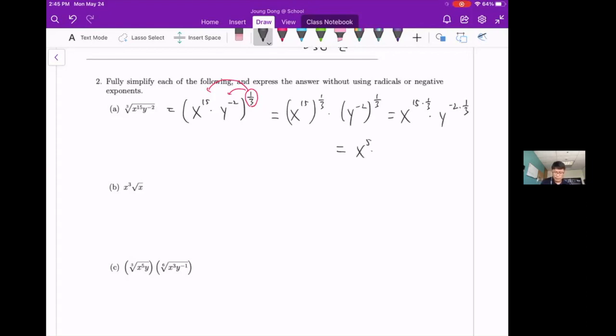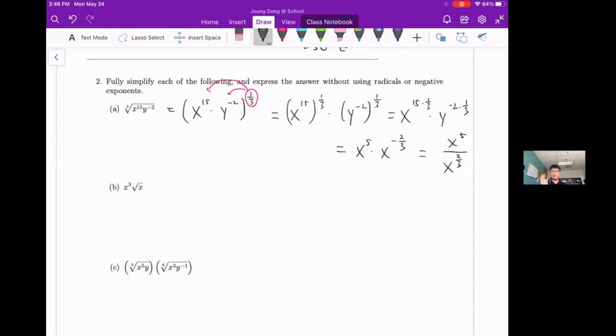So that is equal to 15 times 1/3 is canceled out and x to the 5, right? And the second term is y to the negative 2/3, right? Oh, it is negative power. Then we're going to put that as denominator and change the sign, okay? So it is x to the 5 over y to the 2/3. Is that okay?